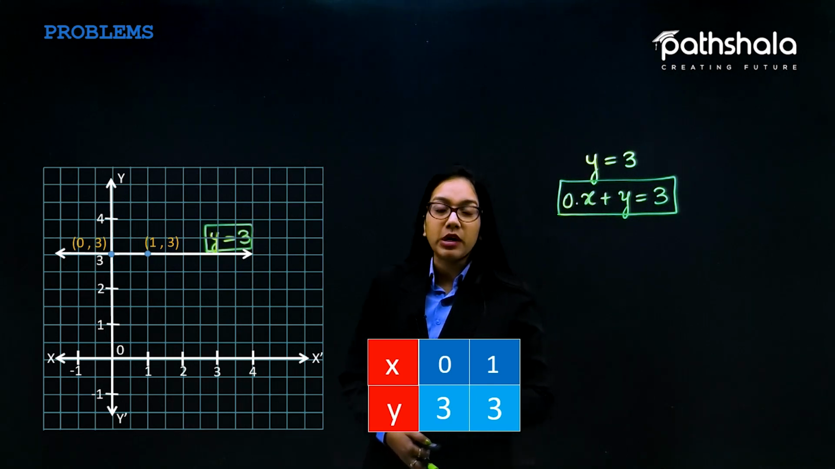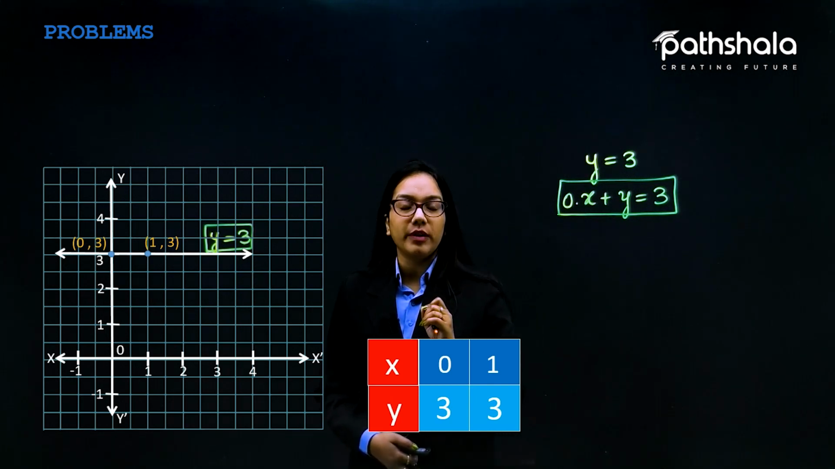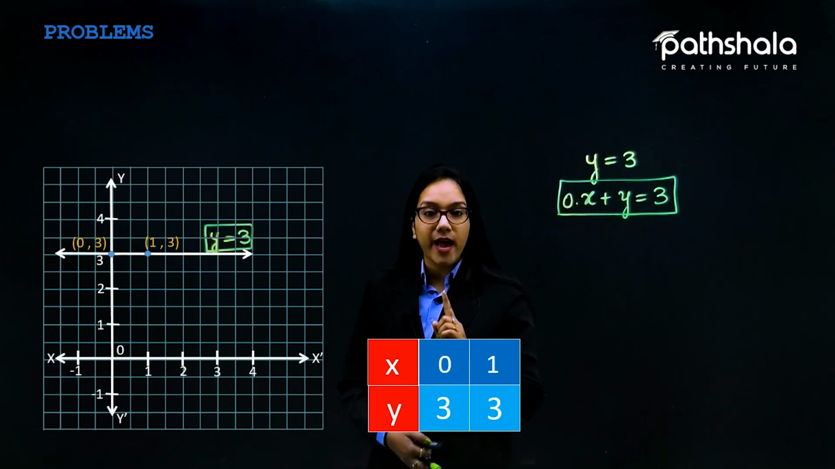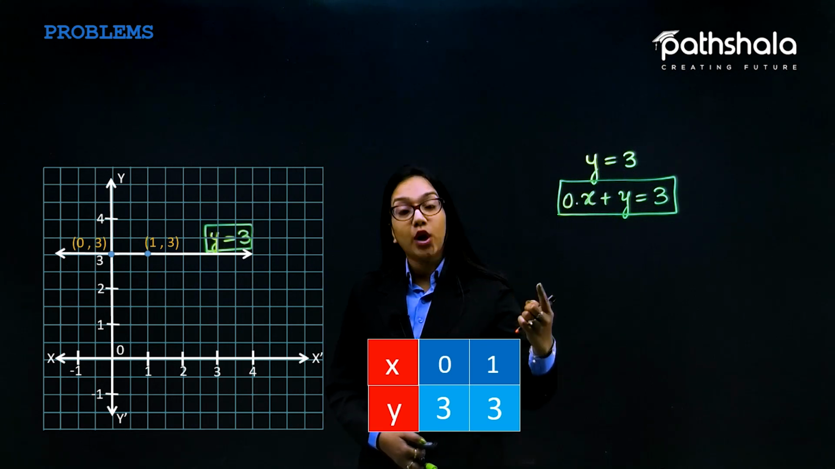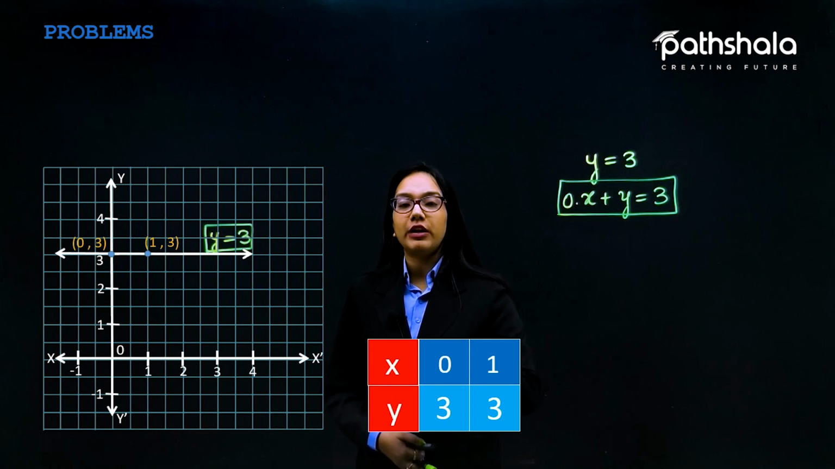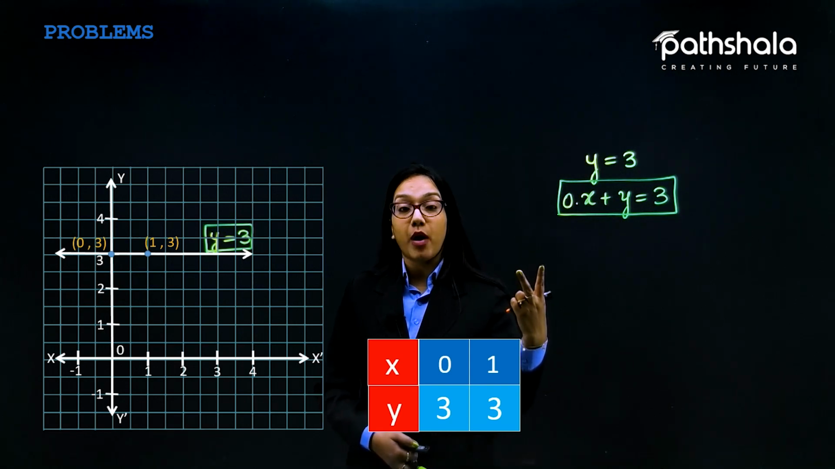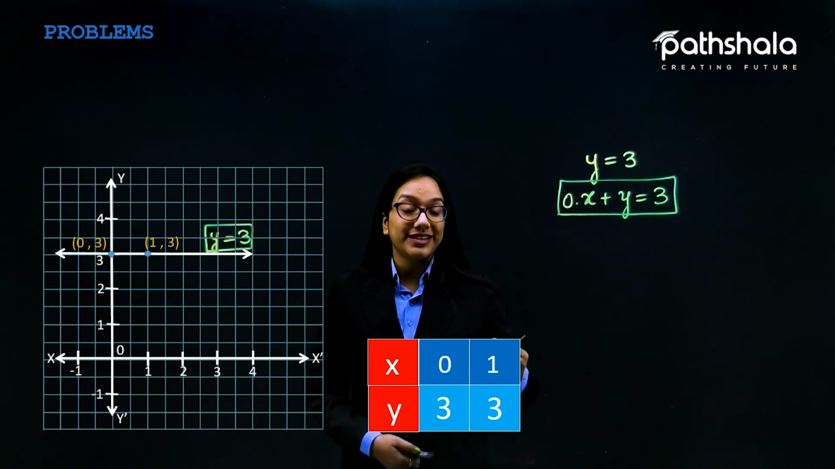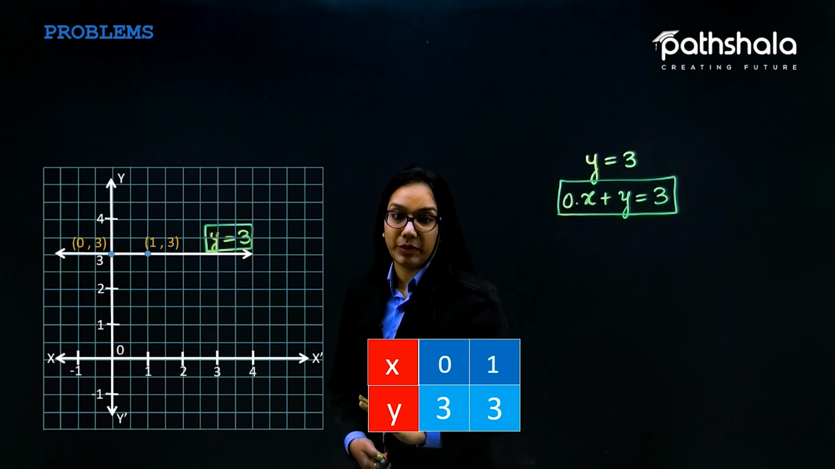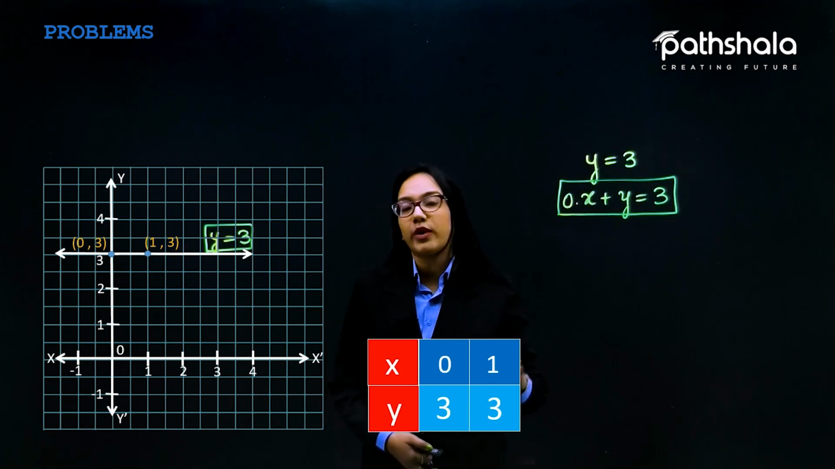Always remember, whenever we are talking about the representation of an equation in one variable, it will be a point on the number line, and if we are talking about representing it with two variables, it means we are plotting it, or representing it, on the Cartesian plane. So this is all about question number 1.